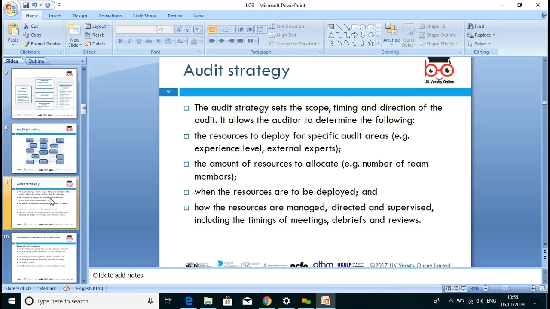It allows the auditor to determine the following: the resources to deploy to specific audit areas, experience level, and external experts. These are the proper amount of resources to allocate, and the number of team members, because a big organization needs more employees and more resources. When you claim the fees, you can look at this and charge your client accordingly. So resources are deployed, managed, directed, and supervised, including the timing of meetings, debriefs, and reviews.